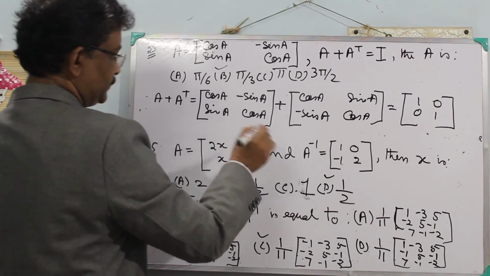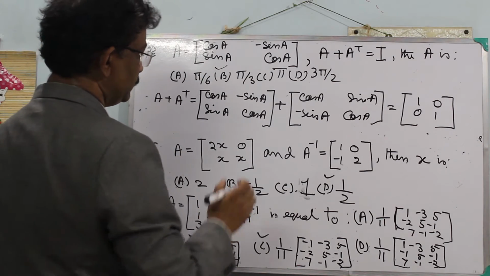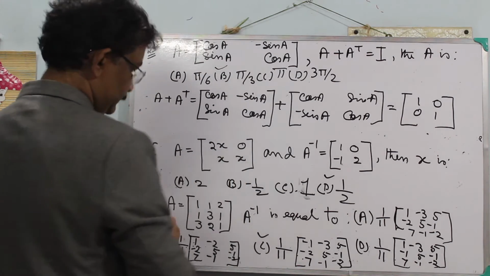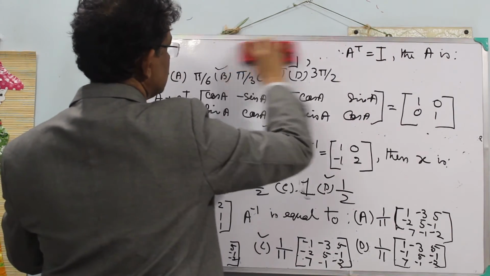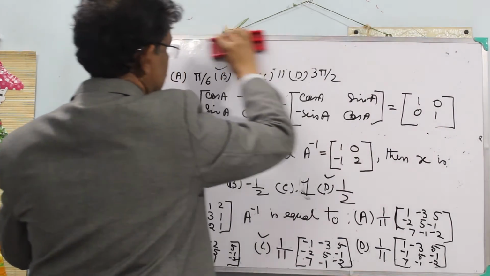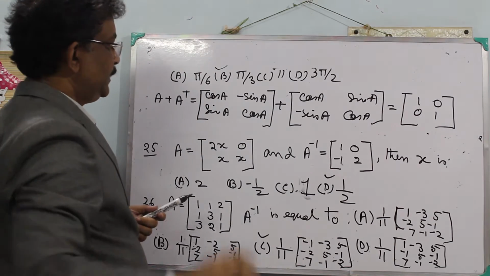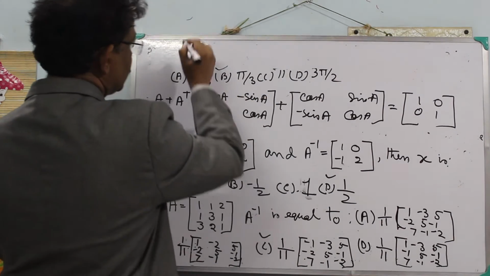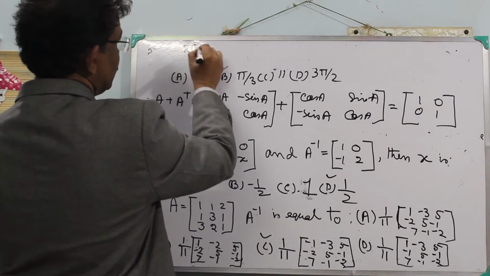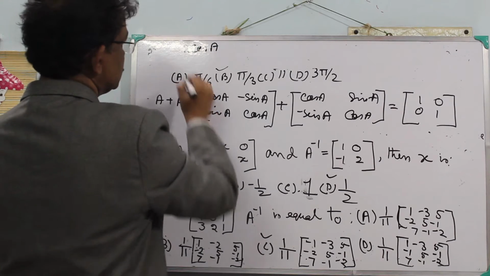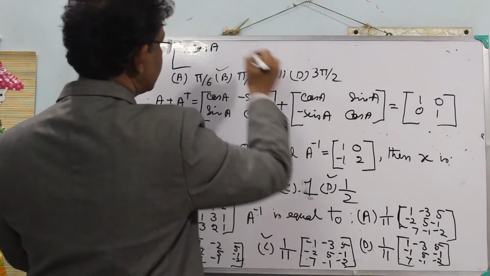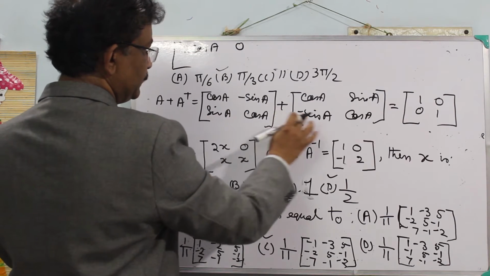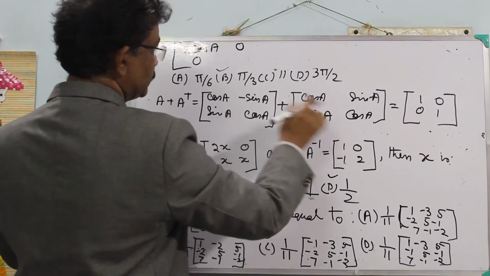So if I add these two, what will we get? We will get cos a plus cos a, 2 cos a, sin a minus sin a cancels, 0, minus sin a plus sin a, 0, and cos a plus cos a, 2 cos a.